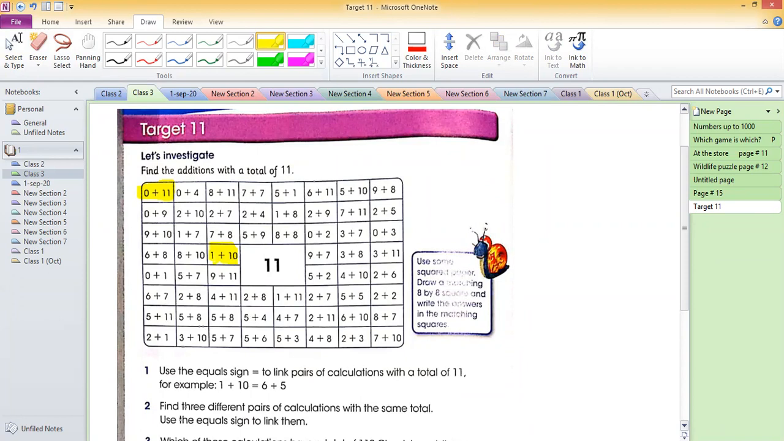One plus ten. Except 1 plus 10, please. Find another. 5 plus 6. Where is 5 plus 6? This is 5 plus 6. Very good.